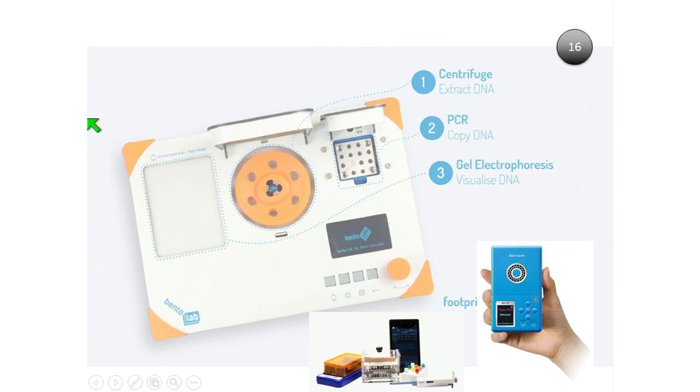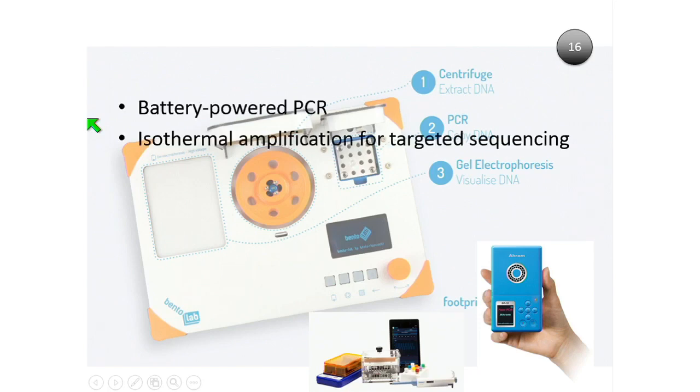So one thing I'm quite excited about is this Bento Lab, which is a portable PCR thermocycler, centrifuge and gel box. It's a bit like a Fisher-Price toy if you have those. About a £500 Kickstarter project, and various other portable PCR thermocyclers are becoming available. We want to really get rid of this cold chain, get rid of these frozen reagents, move to dehydrated reagents, so we're looking at isothermal amplification.